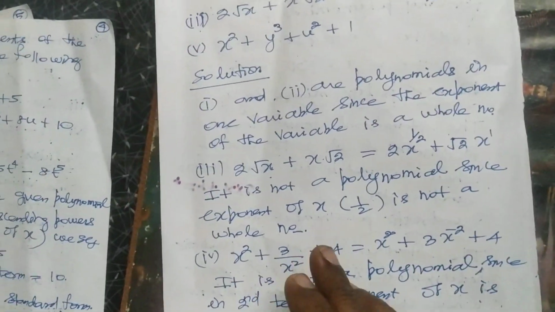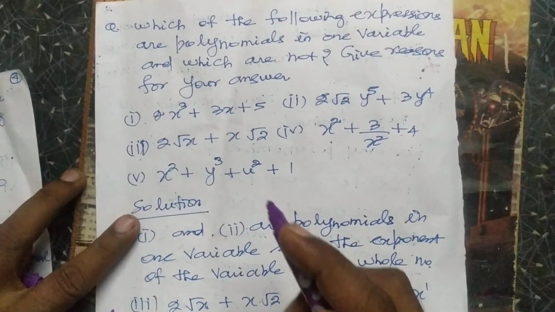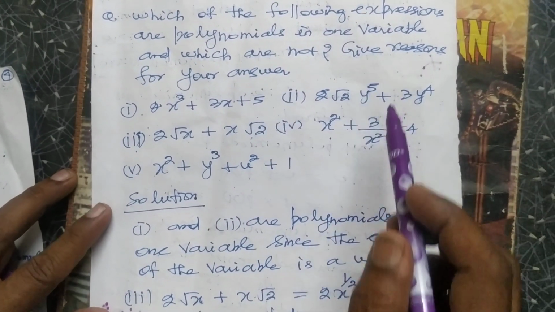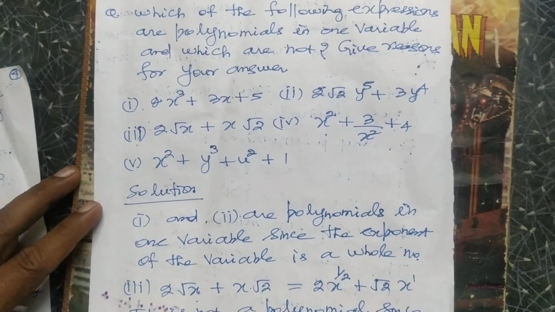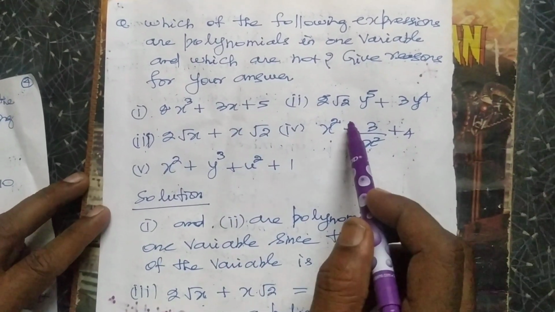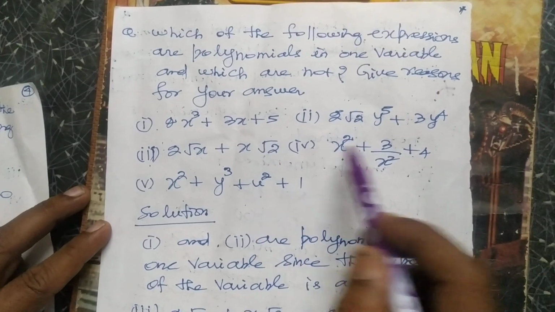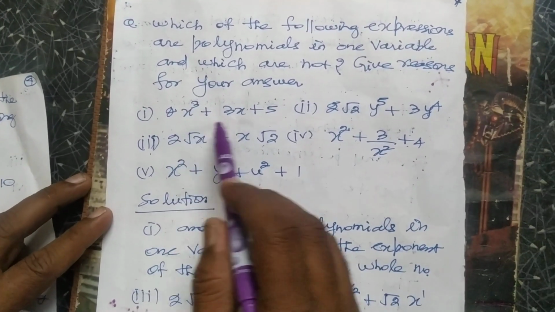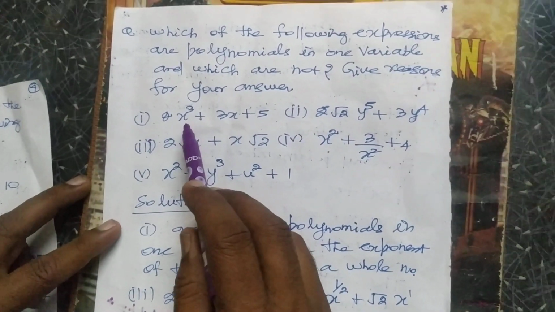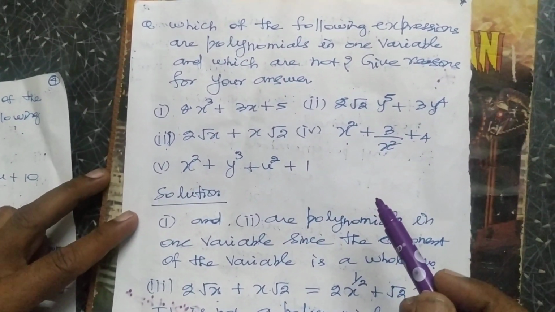Now let us see which of the following expressions are polynomials in one variable and which are not. Give reasons for your answer. The first one and second one are polynomials. Why are they called polynomials? In both expressions the exponent of the variable is a whole number. Therefore it is a polynomial.